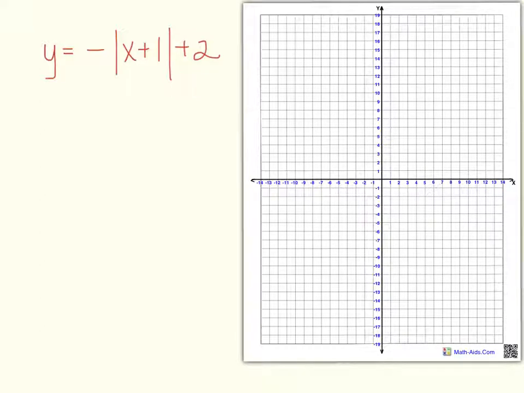So when you're graphing an absolute value function in two dimensions, the first thing you're going to want to start with is what I'm going to call the vertex. Now, vertex is not the technical term for it, but it is the highest or lowest point on the graph, and it's the turning point on the graph.